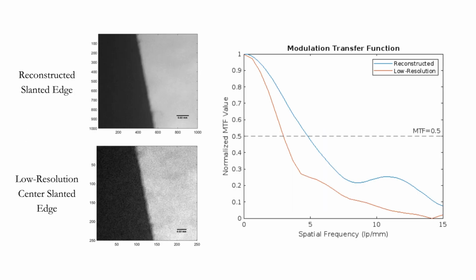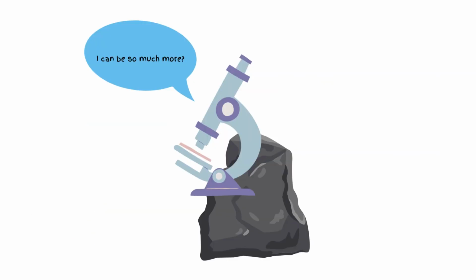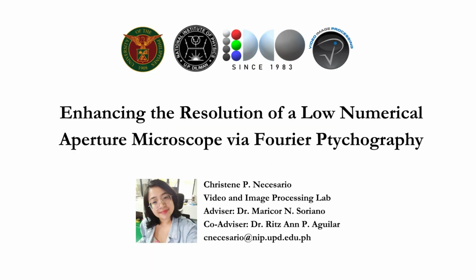I used the slanted edge method to get an estimate of the modulation transfer function. Comparing the MTF curves, an increase in spatial resolution is observed. In conclusion, Fourier ptychography successfully improved the resolution of a low numerical aperture microscope. If you are interested to know more, you can watch my thesis defense or contact me.